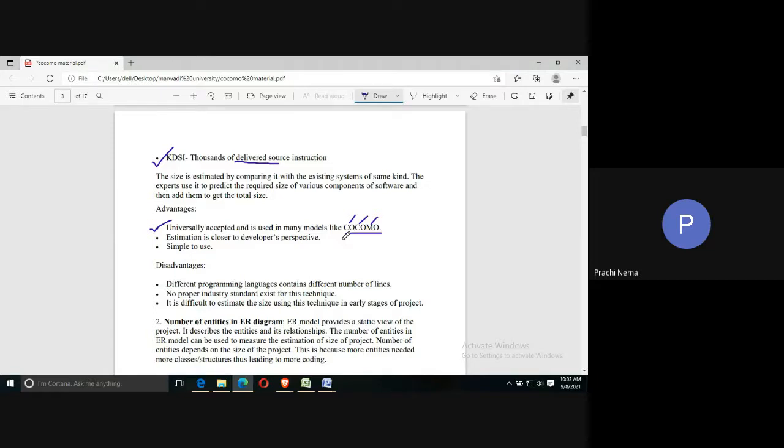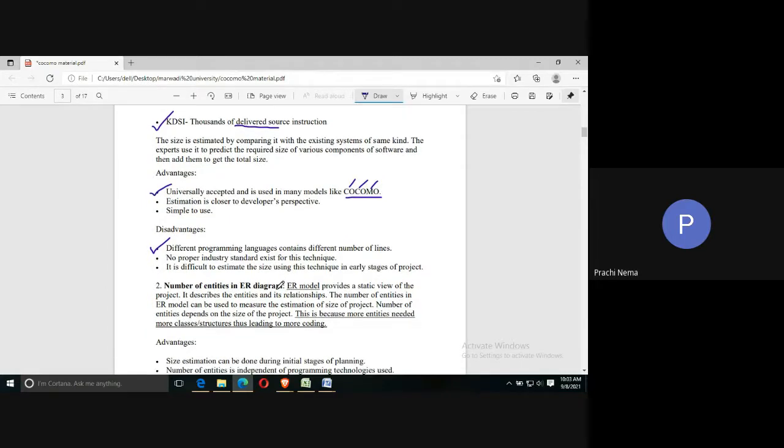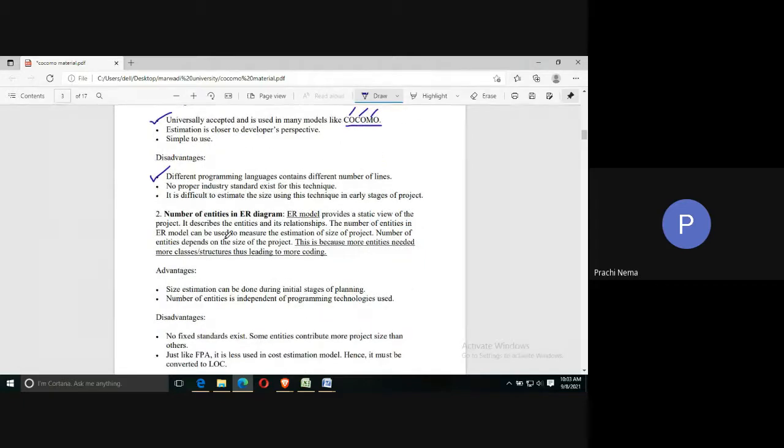Then there are certain disadvantages also. If programming languages differ, then the lines of code count can also differ. Different programming languages contain different numbers of lines. If you change the platform, then obviously the count will change. There are other disadvantages also, but the main ones are these. This was your first technique to estimate size.